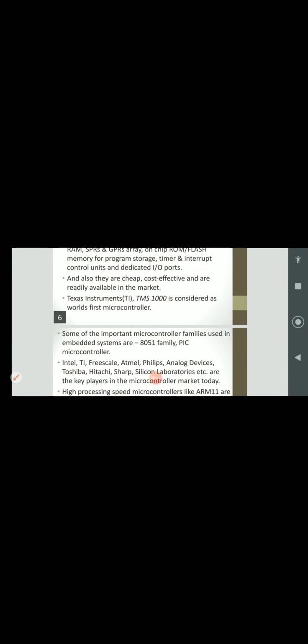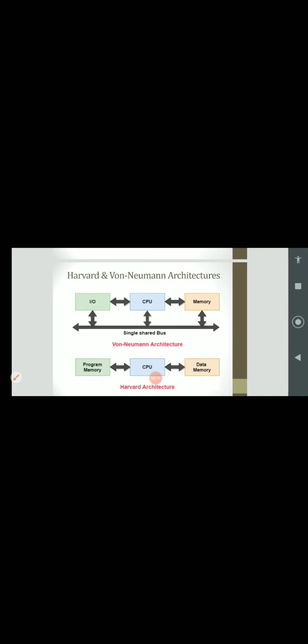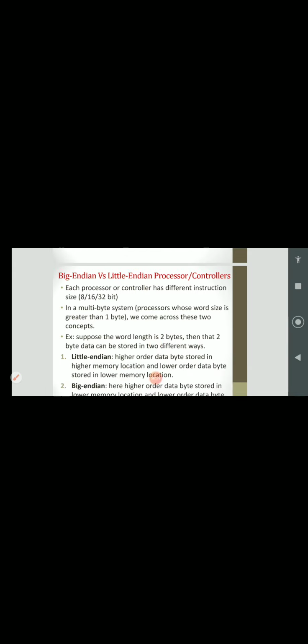So this is all about the general purpose and domain specific processors. We have seen microprocessor, microcontroller, and digital signal processors, and we have seen the differences between microprocessor and controller, RISC and CISC, Harvard and Von Neumann architecture, and we have explained that with the help of the diagram mentioned here.